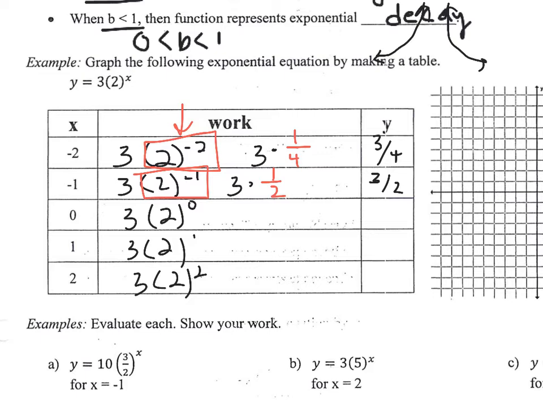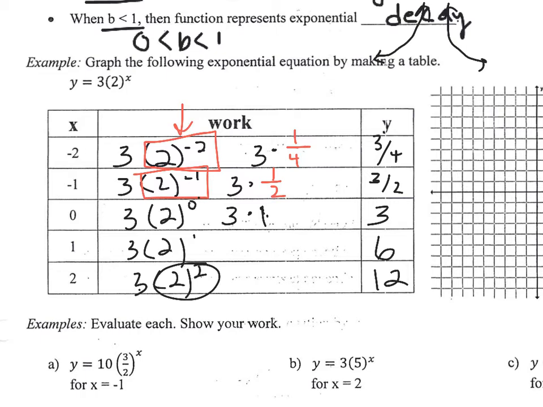So if it were a linear function, then the rate of change would be constant. So the distance between here and here would be the same as the distance between here and here. But it's not going to be, because if I do 3 times 2 to the 0, 2 to the 0 is 1, so this is going to be 3. So you can see that the distance between here and here and here and here are not the same. And the next one's going to be 3 times 2, which is 6. And then 2 squared is 4. 3 times 4 is 12.